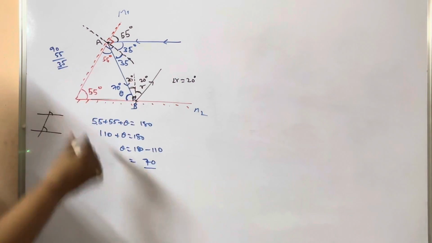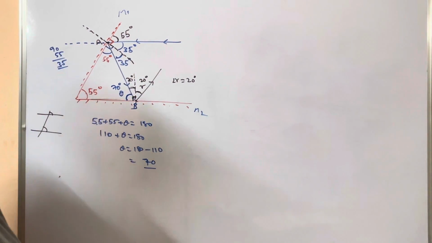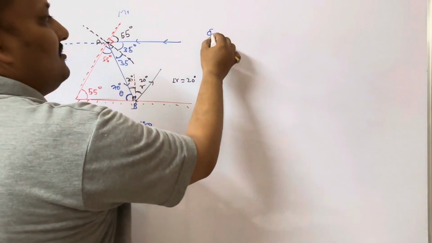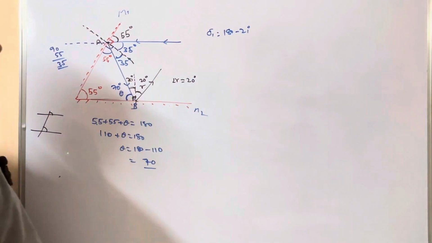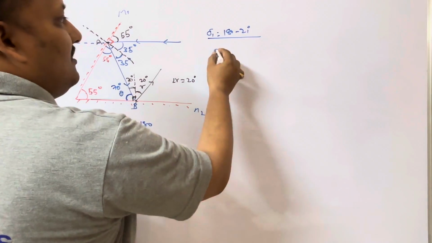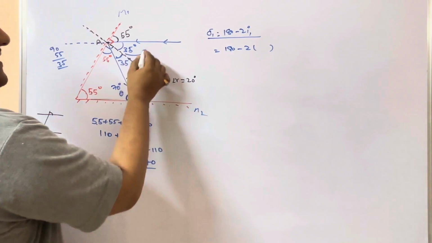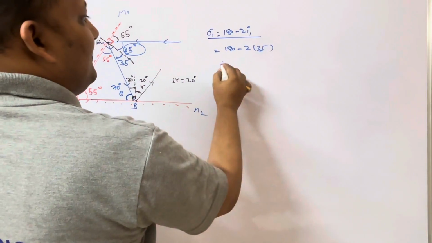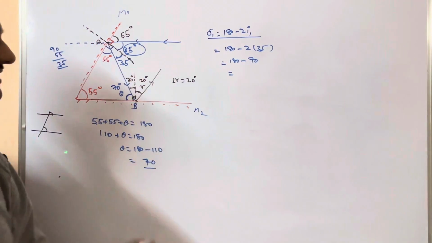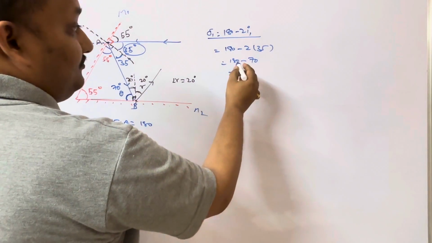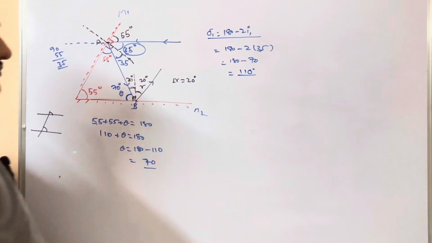Next, on this they may still ask, what is the angle of deviation? So what is the angle of deviation on the first mirror? So delta 1, what is the formula? 180 minus 2i, the deviation formula. So 2i1 on the first mirror. So 180 minus 2 times the angle of incidence on the first mirror, which is 35. So 180 minus 2 times 35, which is 70. So 180 minus 70, how much? 110 degrees.